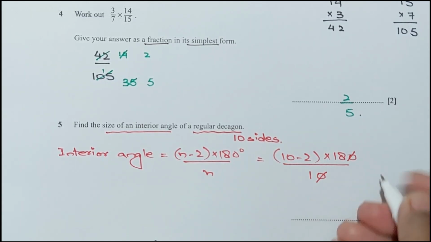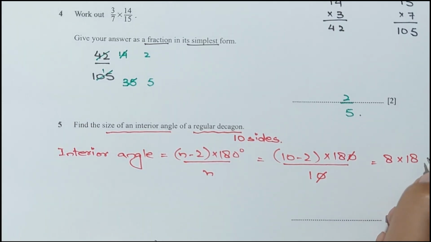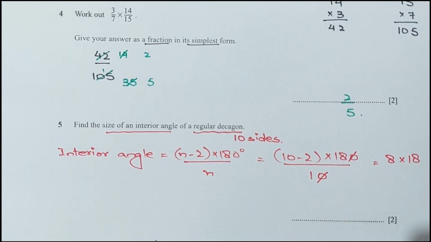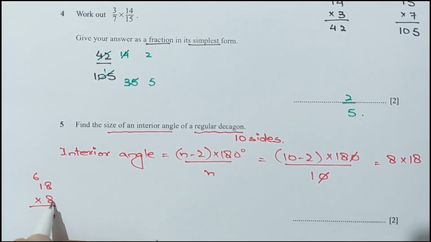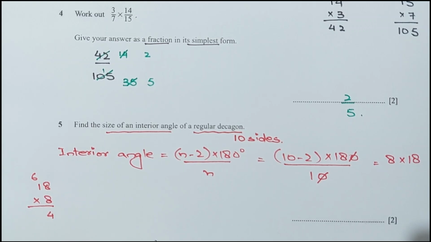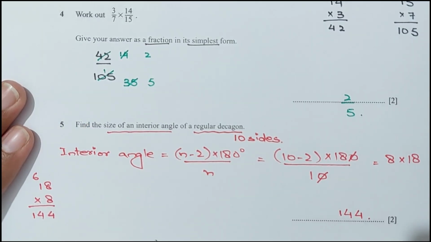So 0 is cancelled with 0. So 8 times 18. So 8 times 18 becomes, 18 and the 8 times table. 8 times 8 is 64. 8 times 1 is 8, 9, 10, 11, 12, 13, 14. 144 degrees is the size of one interior angle of a regular decagon.